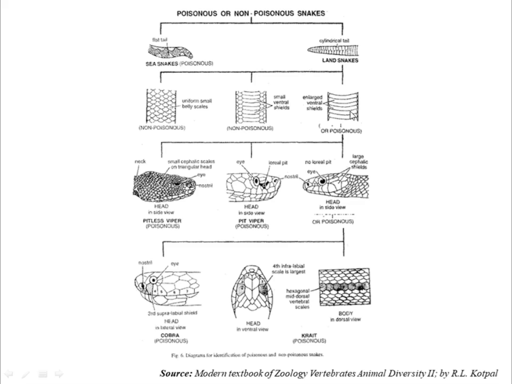Now there is a third category in which there are enlarged ventral shields present across the belly region. If this is the case, then the snake can be venomous or non-venomous.